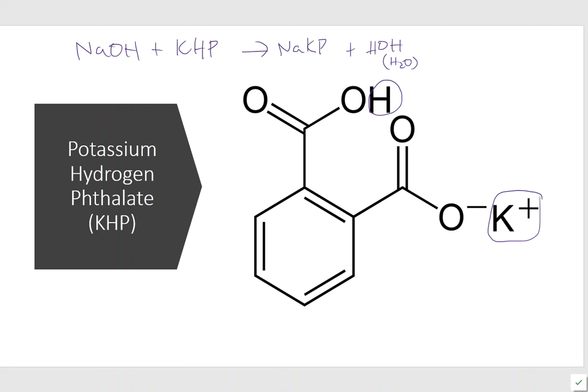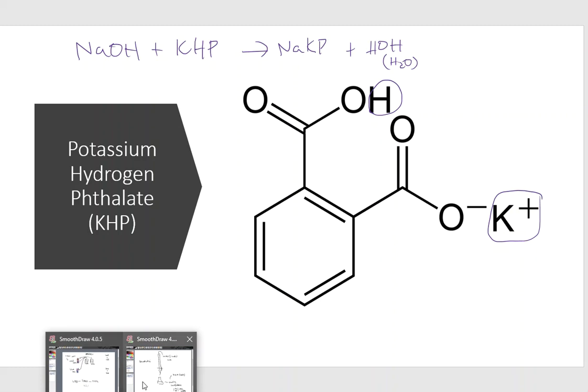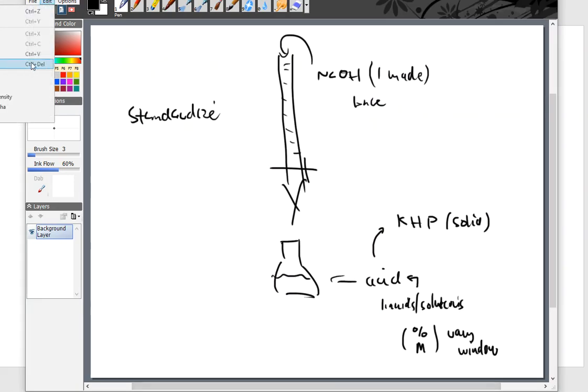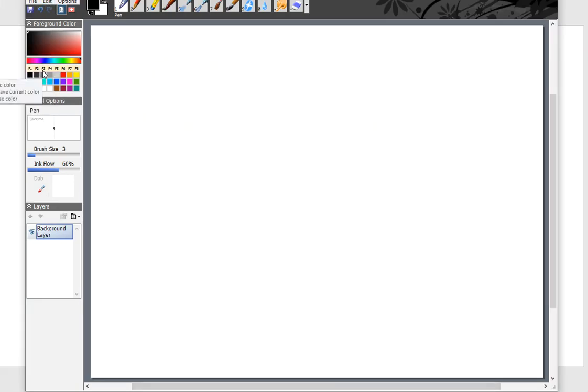And this is pretty important. And the reason that I say that this is important is because this is going to play a very strong part in the math that is coming around with the standardization. What I've just written, NaOH, KHP, gives you the Na and the KP part, and then the H2O part.